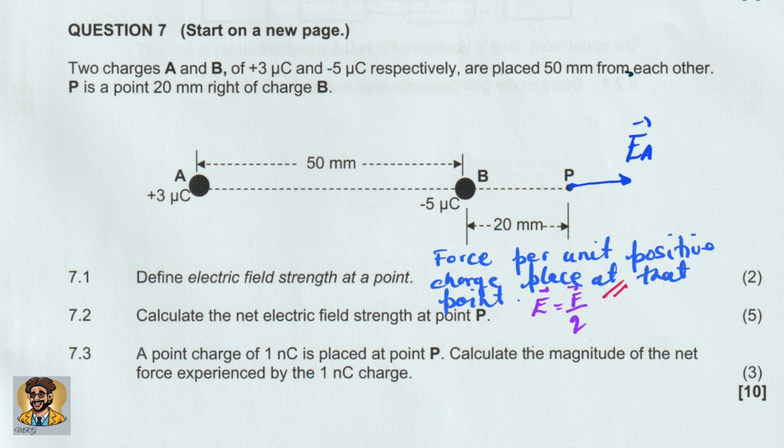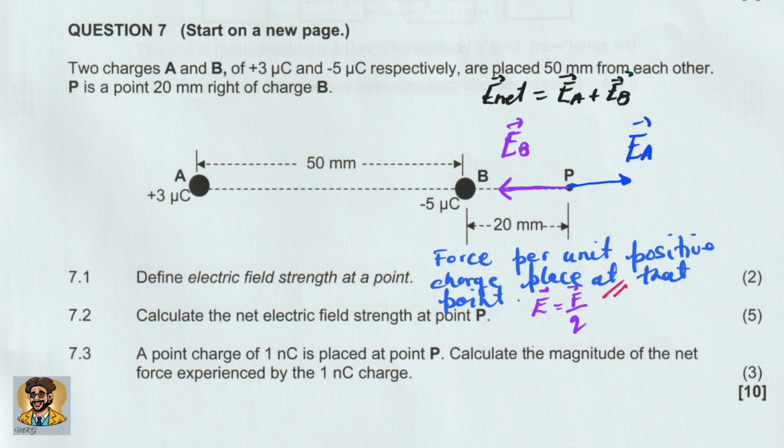Second, for B, it is negative. If we place a positive charge at point P, it will be attracted by B. So this one is going to be EB. There we go, so we have EA and EB. Now remember, the net electric field is the vector addition of the electric fields of all the different charges. So we have the electric field A plus the electric field B. This is a vector addition, so direction must be taken into consideration.